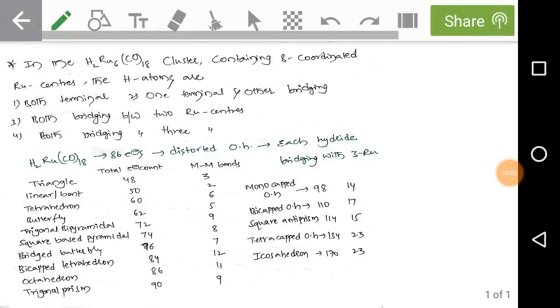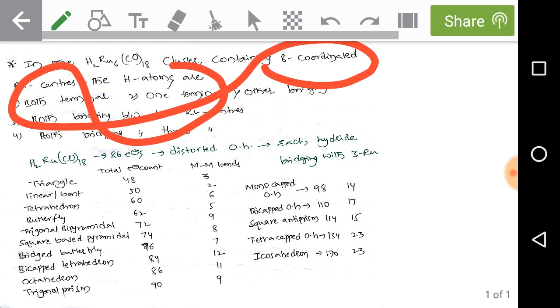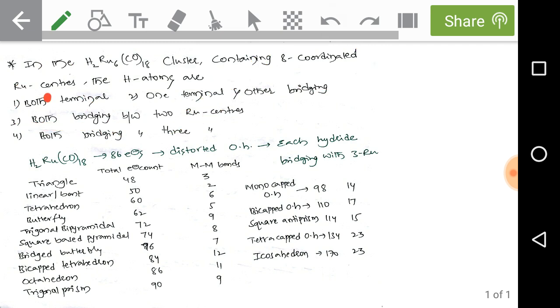Hi all chemistries, here in this video we are analyzing CSIR June 2011 chemical sciences. Just look at the given problem. In the ruthenium cluster containing 6 coordinated ruthenium centers, the hydrogen atoms are both terminal, one terminal and other bridging, both bridging between 2 ruthenium centers, both bridging between 3 ruthenium centers.